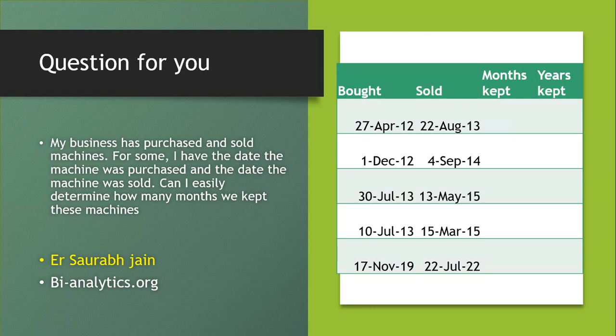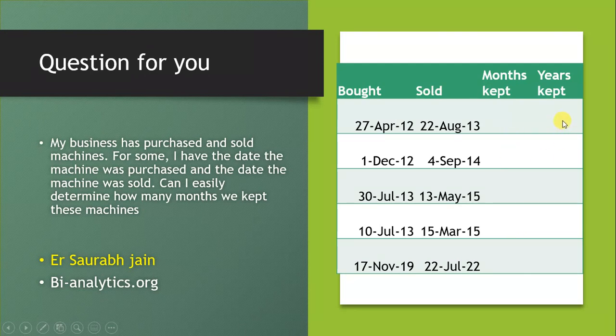Okay, here is one question for you. My business has purchased and sold machines. For some, I have the dates the machine was purchased and the date the machine was sold. So I have a date when I purchased the machine and when I sold it out. Fine. Can I easily determine how many months we keep these machines? So I want you to tell us how many months we have kept this machine.